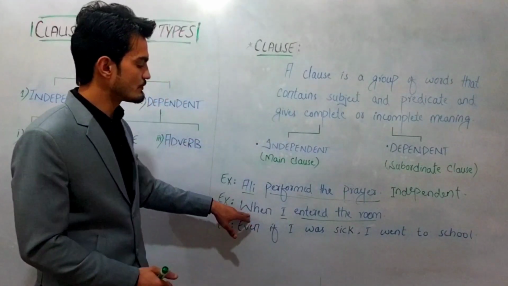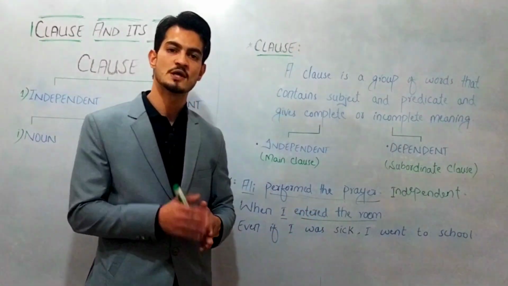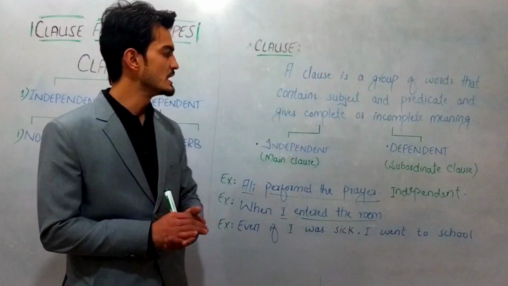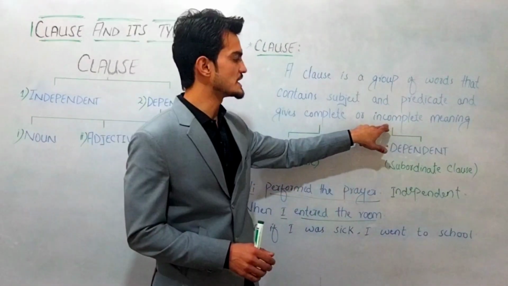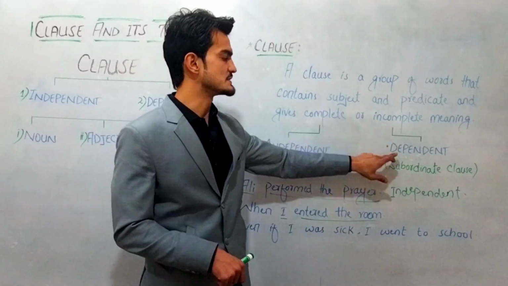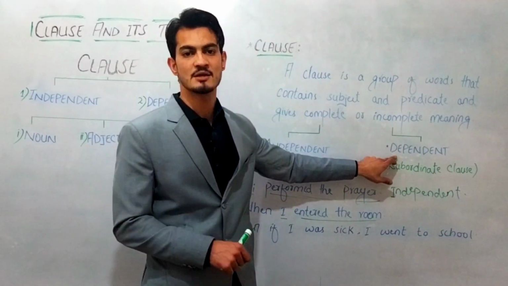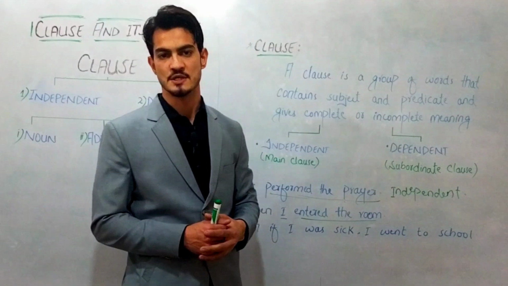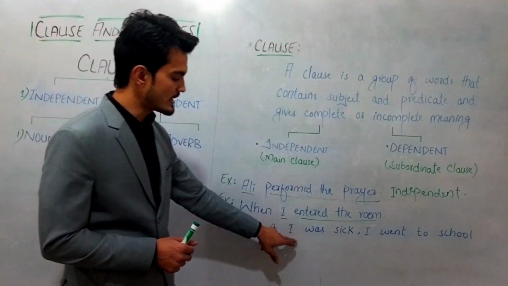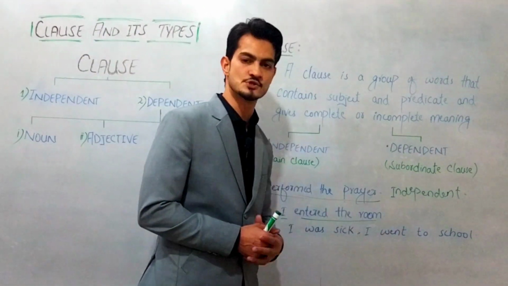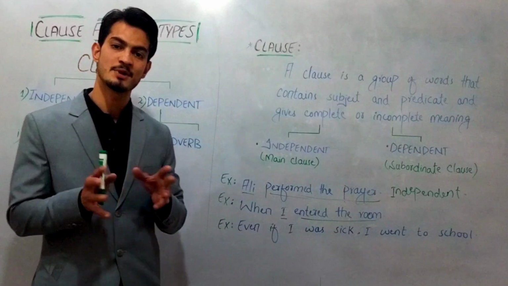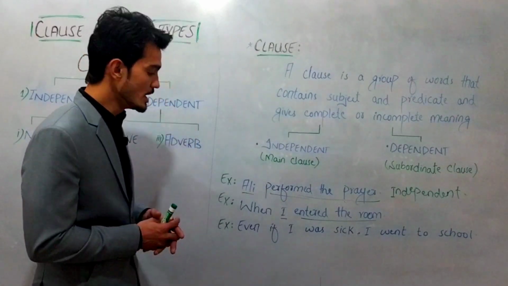So if you look at here, when I entered the room, it means that this clause doesn't give us complete meaning. ये जो clause है हमें complete meaning नहीं देता। So मैंने आपको बताया कि जो clause हमें complete meaning नहीं देता, यानी जो हमें incomplete meaning देता है, that is called dependent clause. उसको हम dependent clause कहते हैं या subordinate clause कहते हैं। Alright. The last example we have that even if I was sick, I went to school. Now it as a whole is one complex sentence. एक complex sentence है हमारे पास, but there are two clauses.